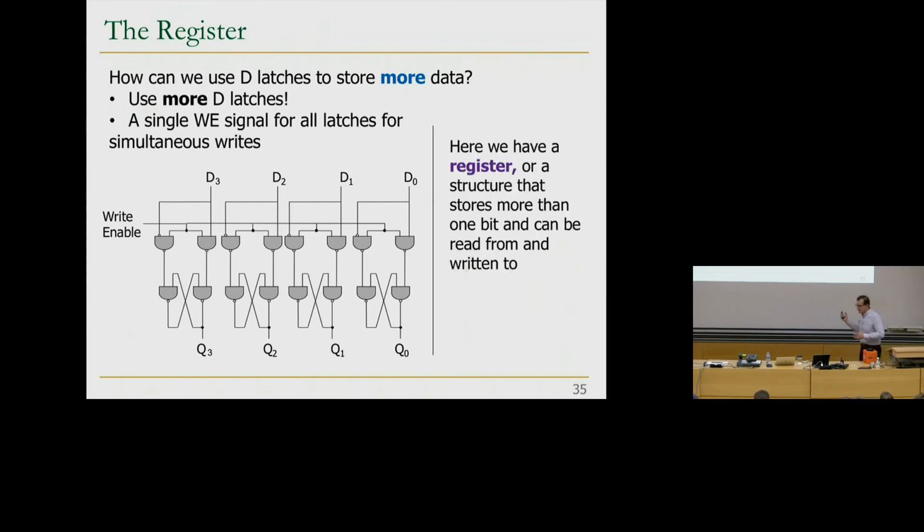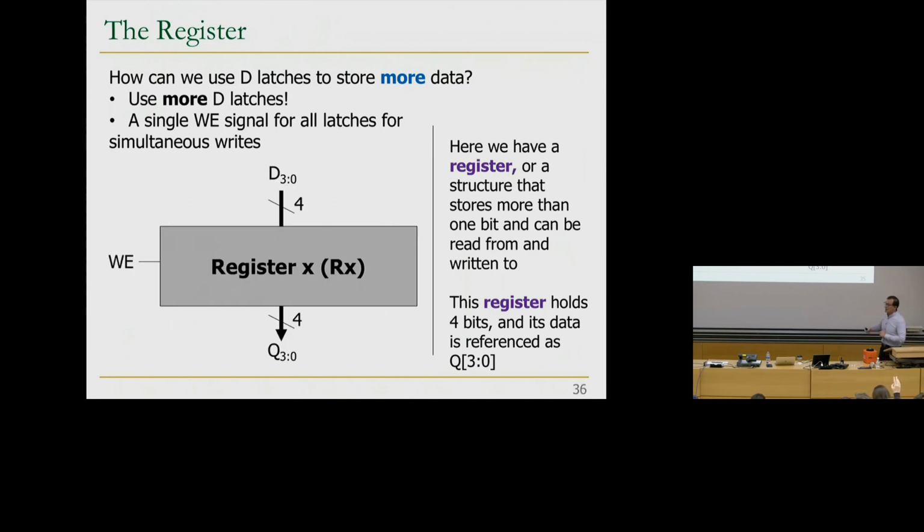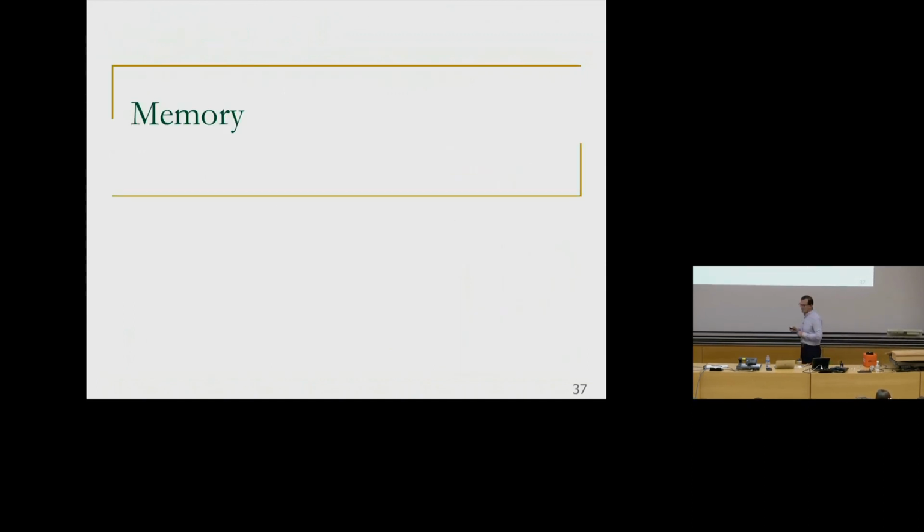Okay, I think I already said this, right? Basically, it stores more than 1 bit and can be read from and written to. This register holds 4 bits, and you normally reference that Q3 through 0. You will see this later on when we talk about Verilog also. Basically, this is the notation that says it has 4 bits, and this is the least significant bit or the most significant bit. Okay, and we're going to abstract it as a module that looks like this. This is register X, Rx. It takes a 4-bit input, D3 through 0. It has a 4-bit output, Q3 through 0, and we have a write enable bit.